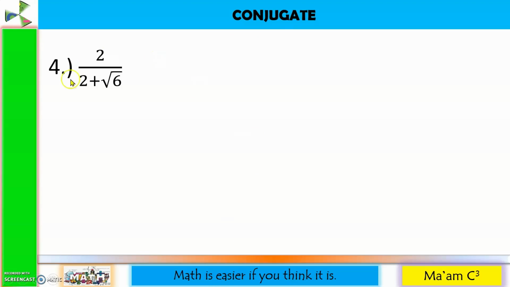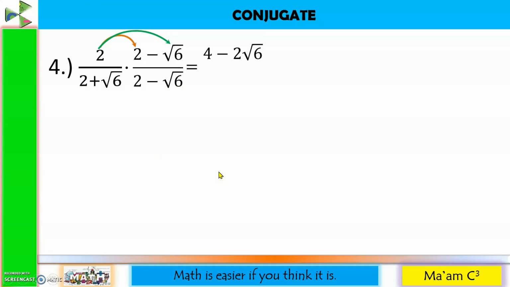Let's continue. Do you still remember how to form the conjugate of this binomial? Yes, it is the same as this binomial, only different in sign of the second term. So the conjugate of this is 2 minus square root of 6. We are going to multiply both numerator and denominator by that. So 2 times 2 is equal to 4. 2 times negative square root of 6 is minus 2 square root of 6. And then for the denominator, we just have to square the first term, and 2 squared is equal to 4. And then this is always minus, and then square root of 6 squared is 6.